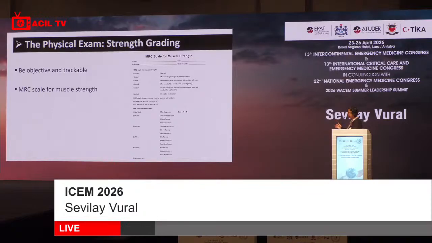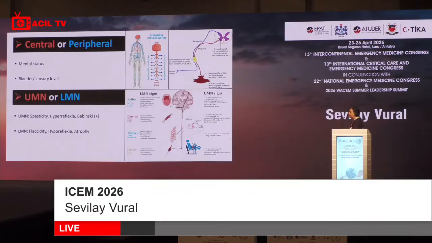One is MRC scale for muscle strength. Another important point is distinguishing, as I said before, between upper motor neuron and lower motor neuron.